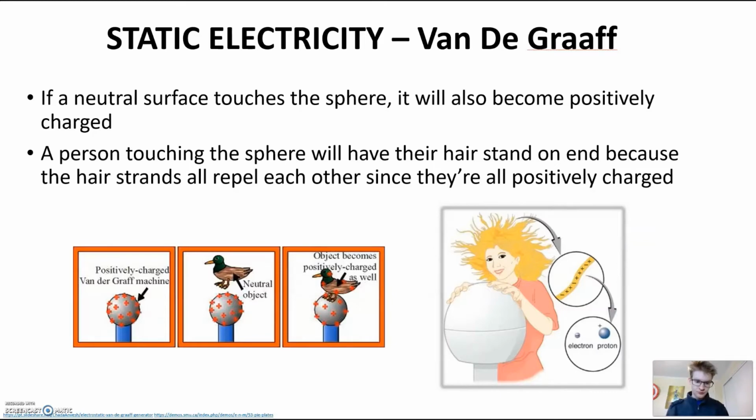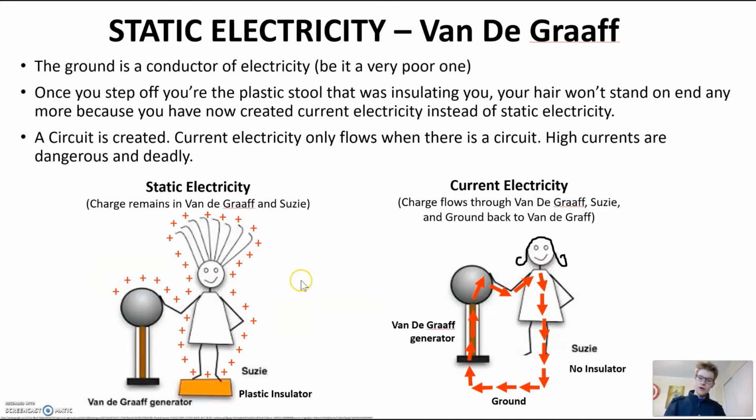Now, with a Van de Graaff machine, you have the potential of demonstrating static electricity, which is just showing charge remaining in one place. Here we have a person standing on the machine, and their hair is standing on end because their charge is remaining in one place. But this person is standing on a plastic stool. That stool is insulating them, and what it's insulating them from is the ground.